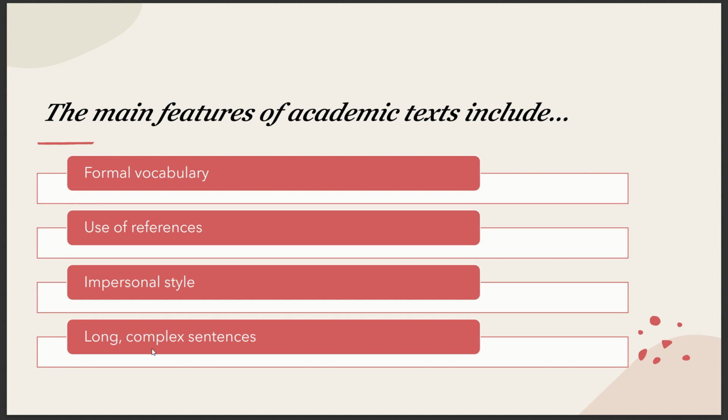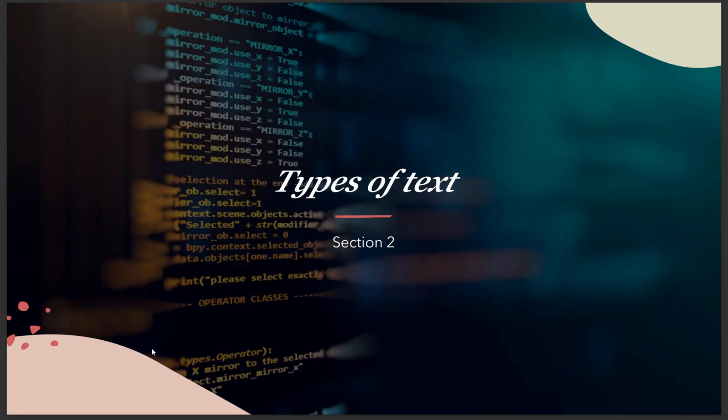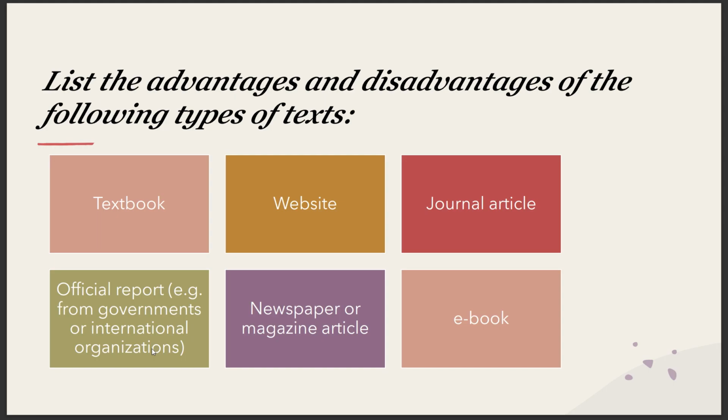Okay? Continuing, guys. Section 2, types of text. So let's talk about types of text. Again, guys, I think you have an exercise. As you can see, we have six different types of text, and all you need to do is list the advantages and disadvantages for each of them.